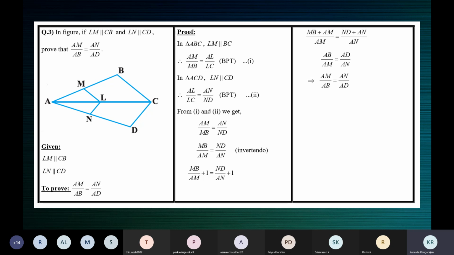Very simple, children. Got that? There's nothing to revise in all this actually. If you understand how the proof goes, there's really nothing to revise.